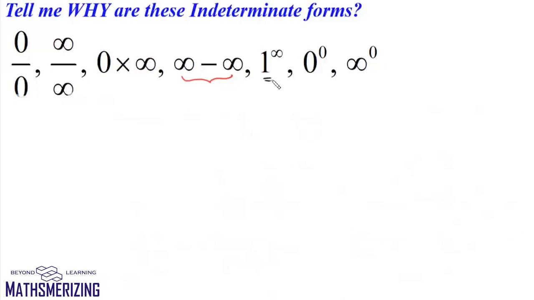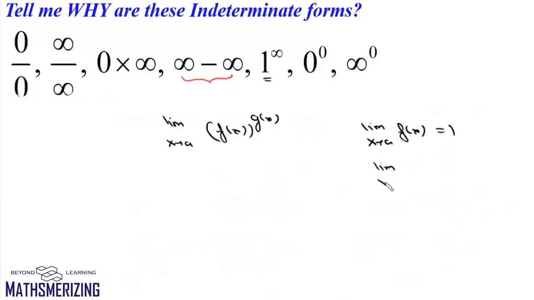Now we'll come to the next one, which is 1 to the power infinite. Suppose we have any function, limit x tends to a of f(x) to the power g(x), where the limiting value of f(x) at a approaches 1, and the limiting value of g(x) approaches infinite, which makes this the 1 to the power infinite form.